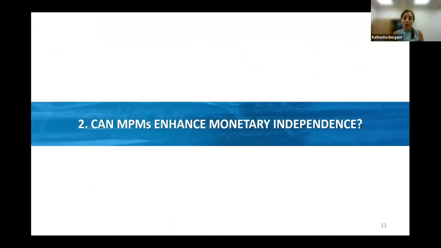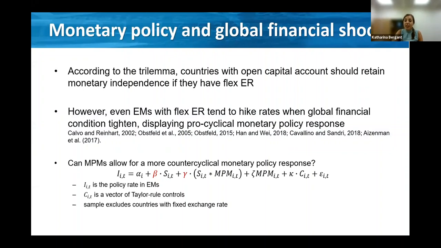Moving on to our second major question, which is whether macroprudential policy can also help countries enhance their monetary independence from the global financial sector. So to motivate this question, let me start by reminding you of the policy trilemma in international macro. I mean, you probably don't need this, but according to this trilemma, countries with open capital accounts and a flexible exchange rate should retain monetary independence. However, there is evidence that countries do tighten and are pro-cyclical with monetary policy with respect to the global financial shock, possibly to stabilize their exchange rate or their financial flows. Specifically, there are studies that have found that EMs tend to hike policy rates when global financial conditions tighten, which makes their monetary response, as I said, pro-cyclical.